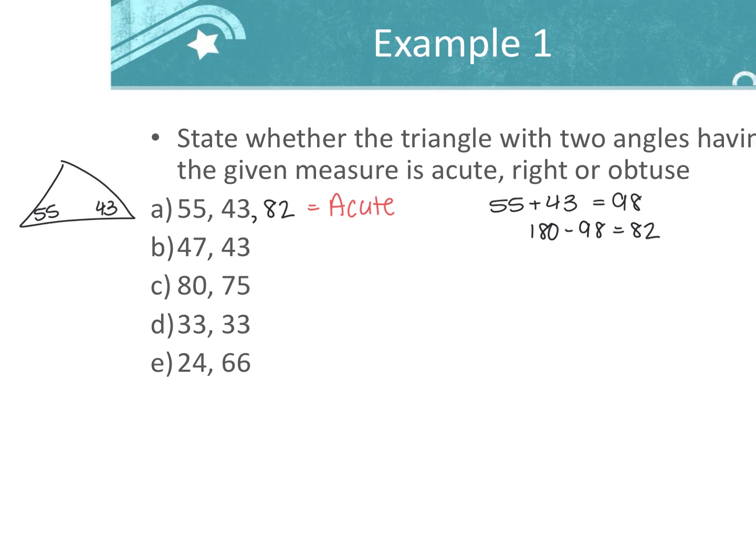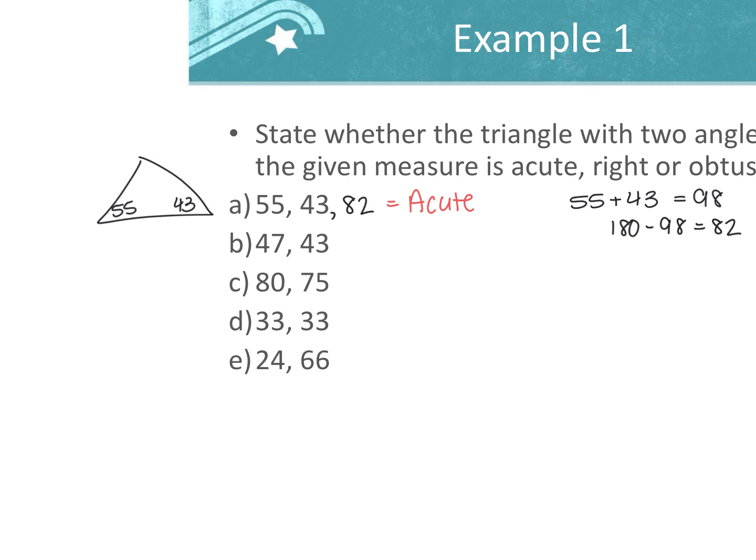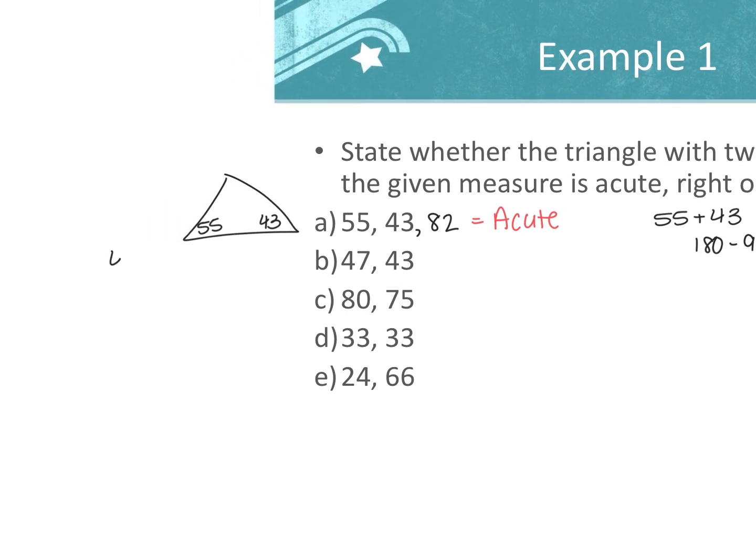So looking at B, I'll go ahead and do B over here. If I were to add 47 plus 43, what would I get? 90. So what kind of triangle is this? Right. I don't even have to do the work for the third angle, but we should know what the third angle is. What would my third angle for B equal? 90. 90 and 90 is 180. And right off the bat, I know that this is going to be a right triangle because whenever you have 90 degrees, it's a right triangle automatically.